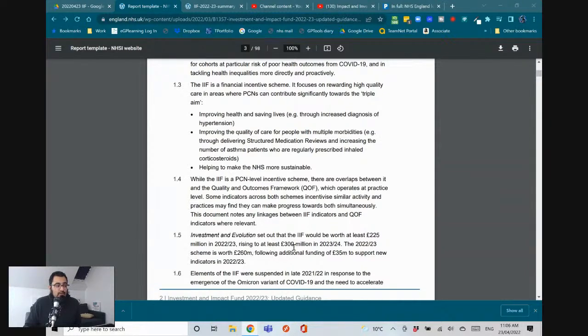In 1.15, it talks about the fact there's £225 million invested into the Impact Investment Fund for 22-23, and that goes up to £300 million in 23-24. So significant amounts of money. I've worked out for my particular network, which is approximately 67,000 patients, that's potentially £280,000 worth of additional funding if you achieve all the criteria. I'll be very clear, we will not be achieving all the criteria, but that's a separate issue. That's roughly how much it would be based on the number of points.